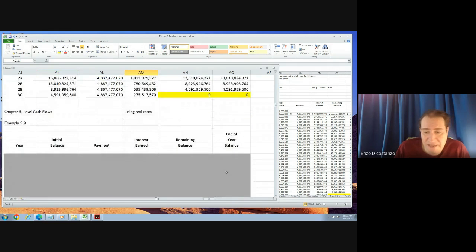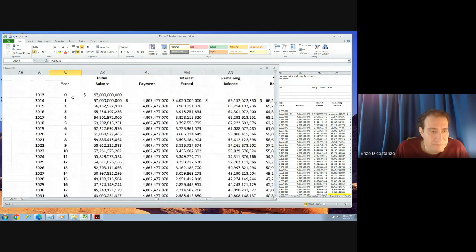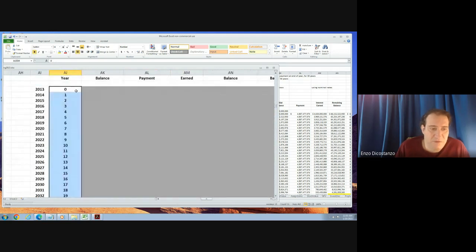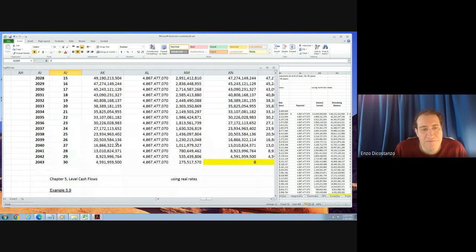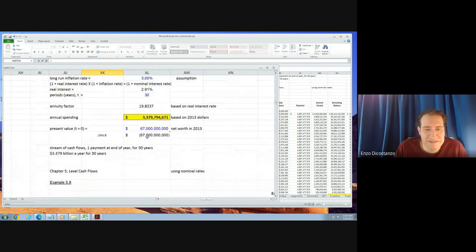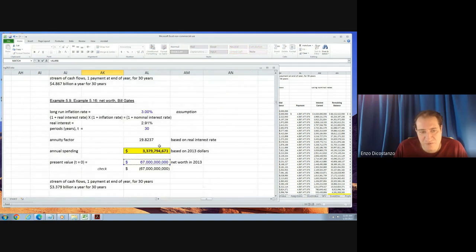Now we're going to do this again, but with the real rates. The initial balance, the only thing that's happening this first year in 2013, is that 67 billion. Now we're using the real part of this.